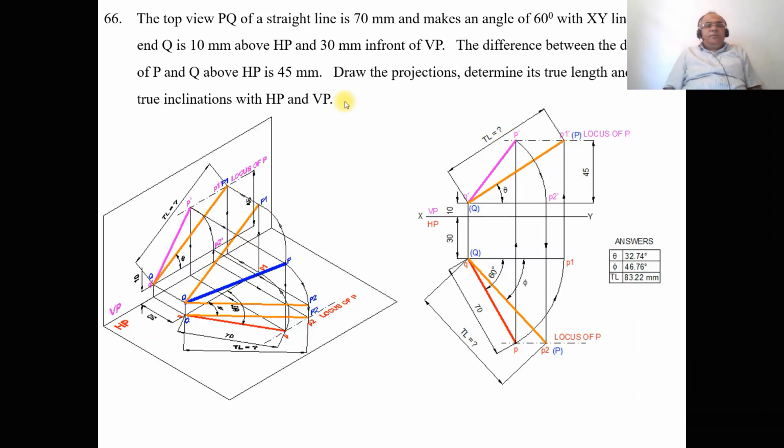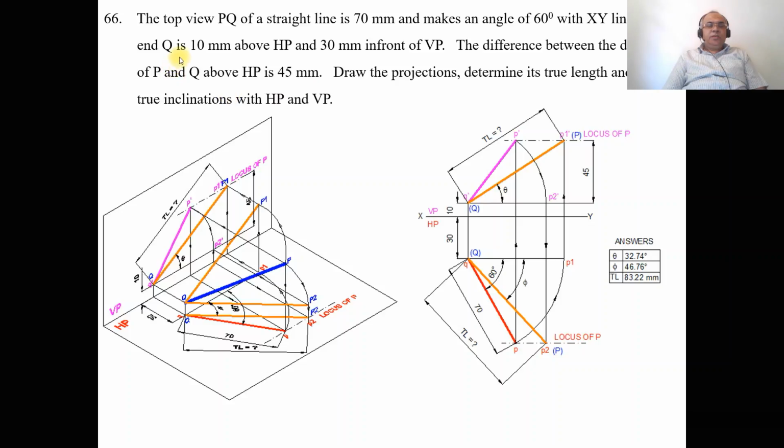Now, in this video, we are going to take up one more problem on projections of lines, how to analyze it by using a three-dimensional sketch and also how to write it in a sketchbook. So, problem number 66: the top view PQ of a straight line is 70 mm and makes an angle of 60 degrees with the XY line.